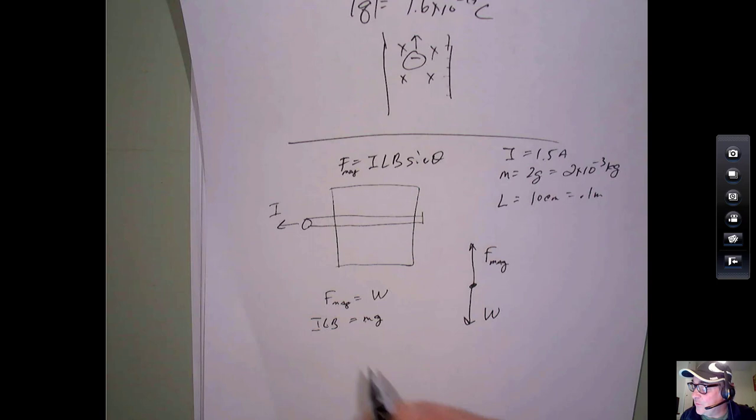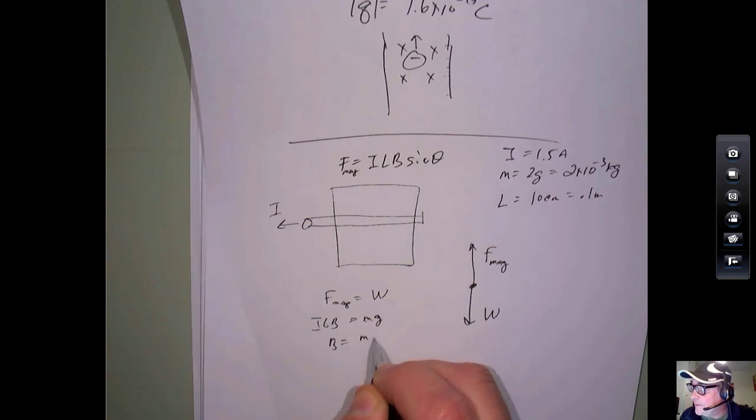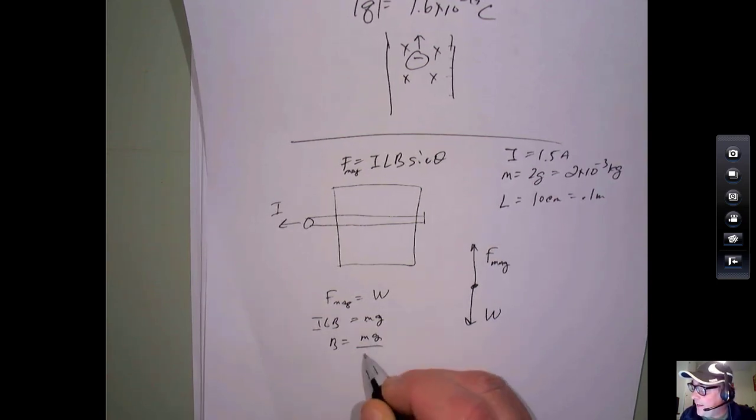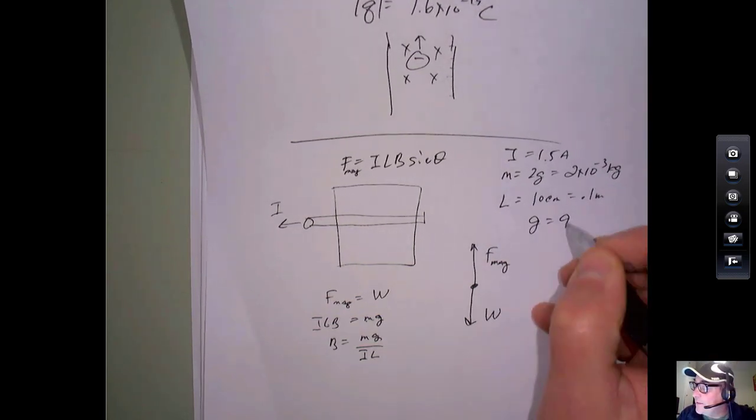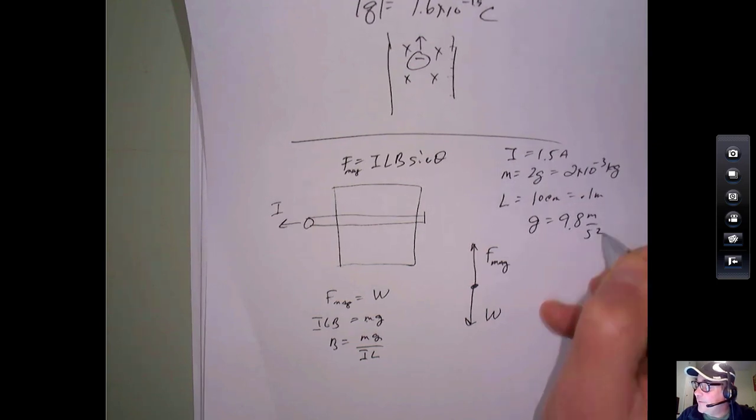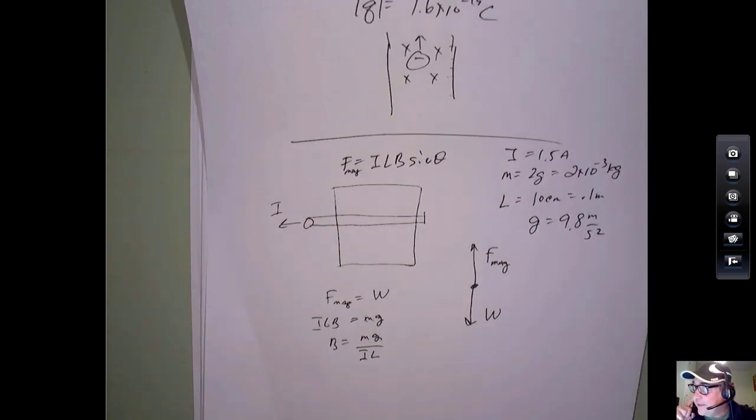So a little bit of algebra here. Divide both sides by I and L. And then the g, thinking back to physics 220, 9.8 meters per second squared. Okay, so mass times g divided by IL will give you the magnetic field strength.